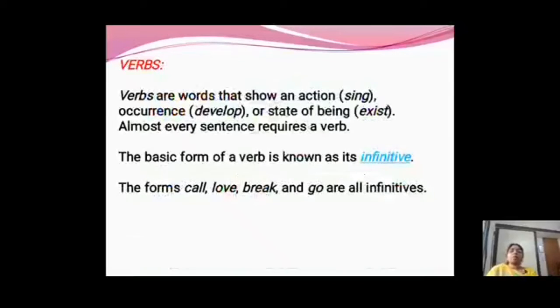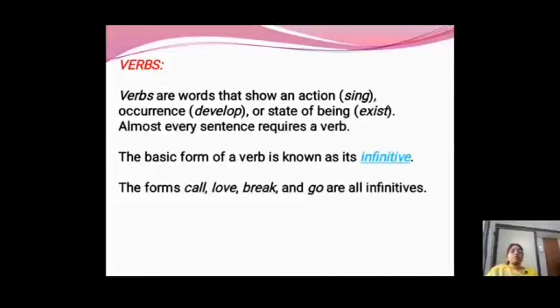Yes. So now what is the definition of a verb, dear? Verbs are words that show an action. This you learned from 2nd standard onwards. Example: sing. Occurrence: develop yourself. We will say develop. A state of being. What is the existence? Are, is, etc.